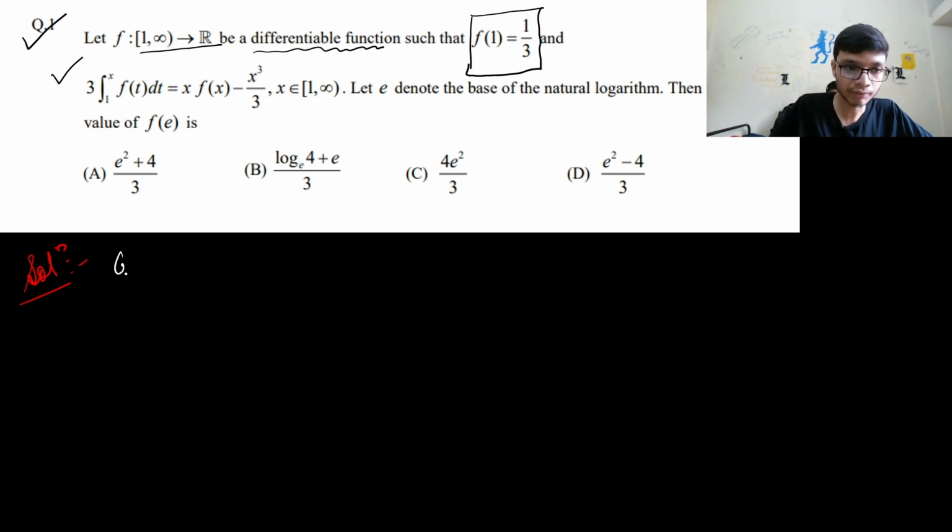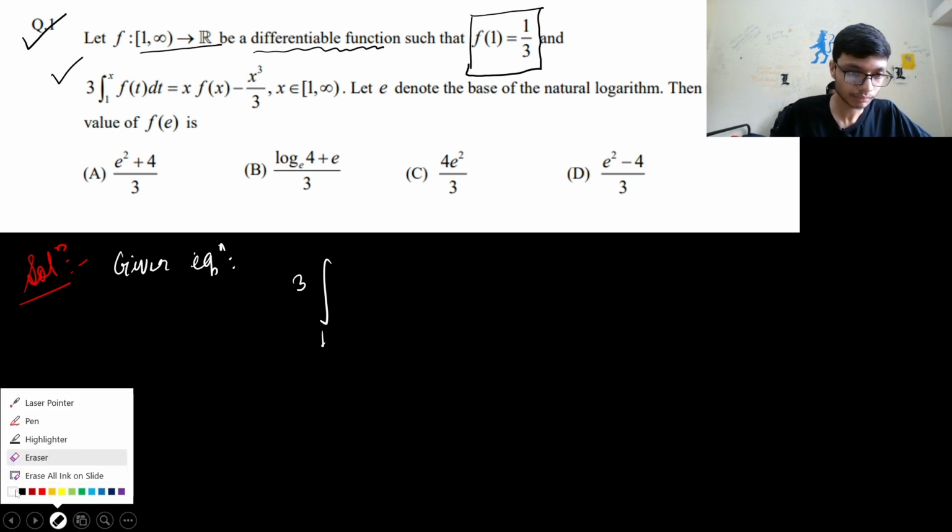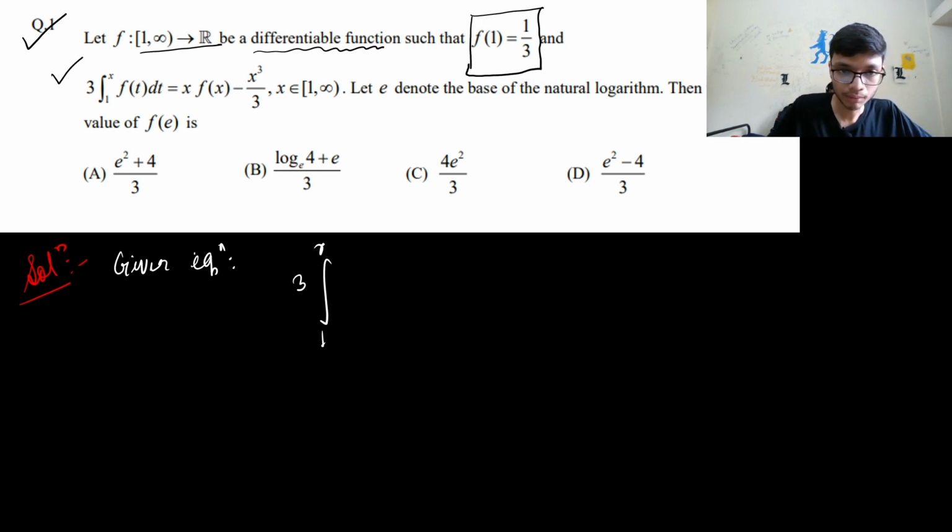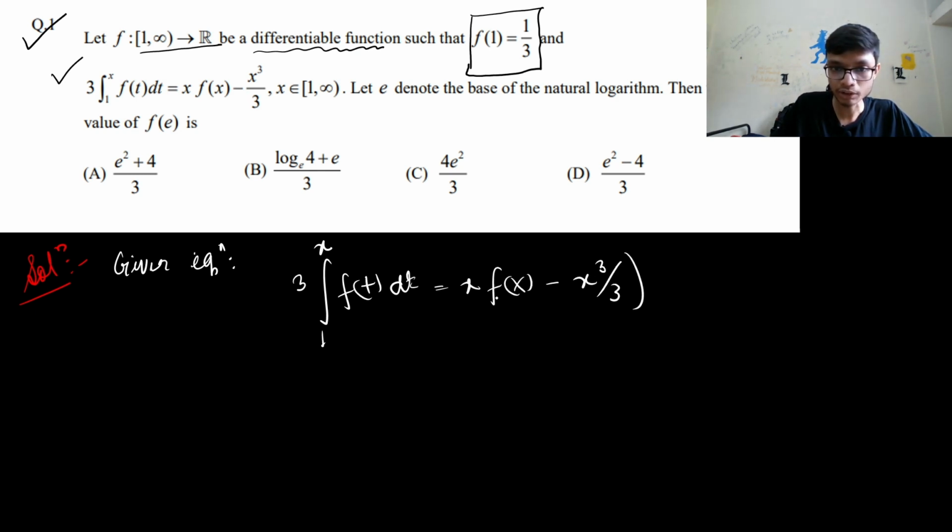The given equation in this question is basically 3 times the integral from 1 to x of f(t) dt, equal to x times f of x minus x cube by 3. That is the integral equation given in the question, where x belongs to 1 to infinity. This is basically the domain of x. So how will we approach this question?